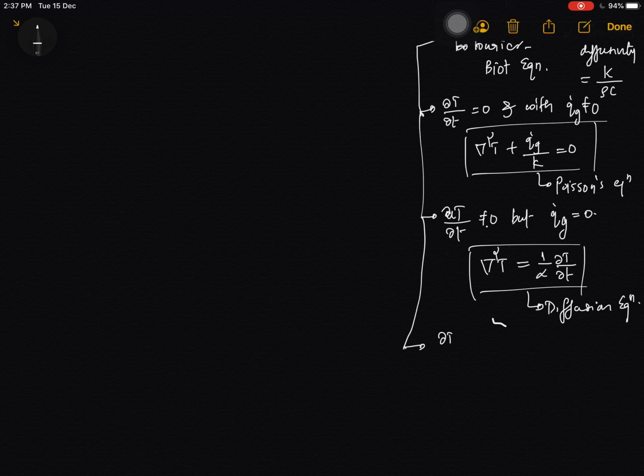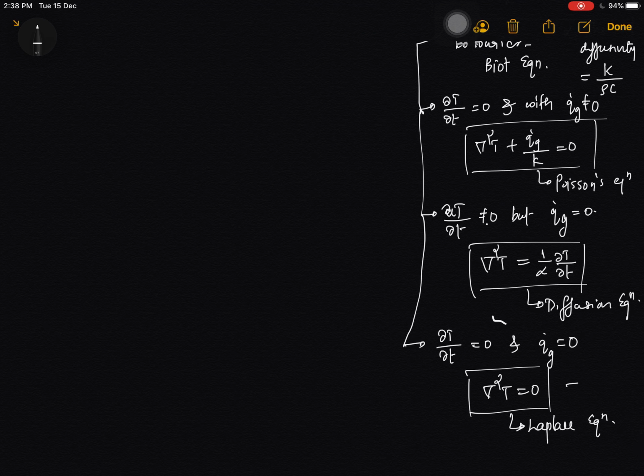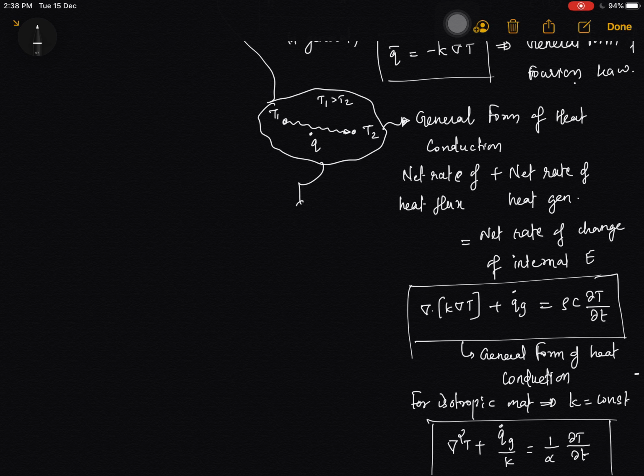The third special case of the Fourier-Biot equation is for steady state heat conduction, that is dT by dt is equal to 0, and there is no internal heat generation, that is Q dot G is equal to 0. We can write this Fourier-Biot equation as del square T is equal to 0, and this particular equation is the famous Laplace equation. So these are the three special cases of the Fourier-Biot equation, that is Laplace equation, diffusion equation, and Poisson equation.